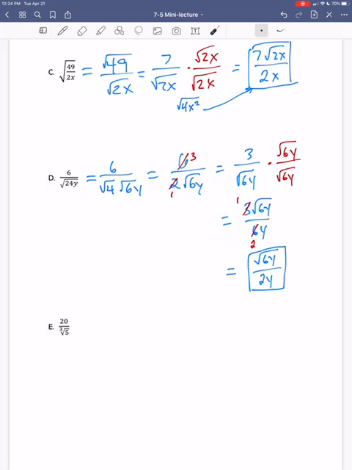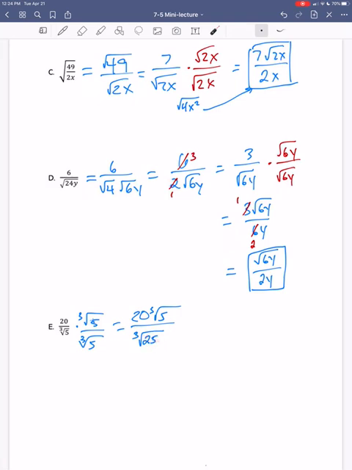All right, and this last one is a little different because it's a cube root here, right? It's the cube root of 5. So if I just multiply by the cube root of 5 again in the top and bottom, this would be 20 times the cube root of 5 over the cube root of 5 times 5, which is 25. And the problem is, I don't know what the cube root of 25 is.